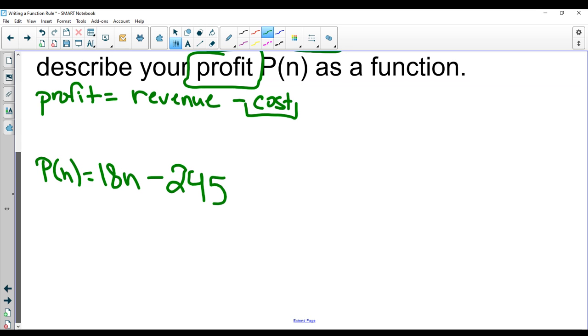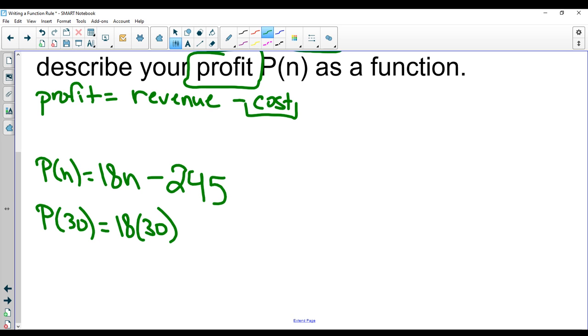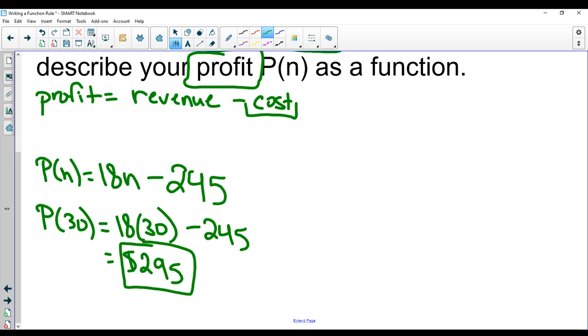And then a further question on this that could ask you, what profit do you earn after mowing 30 yards? Or something like that. So we would have to do P of 30 equals 18 times the number of yards I mow, which is 30, subtract my cost of $245. So let's do that. 18 times 30 is 540, subtract 245. So I get 295. Okay?